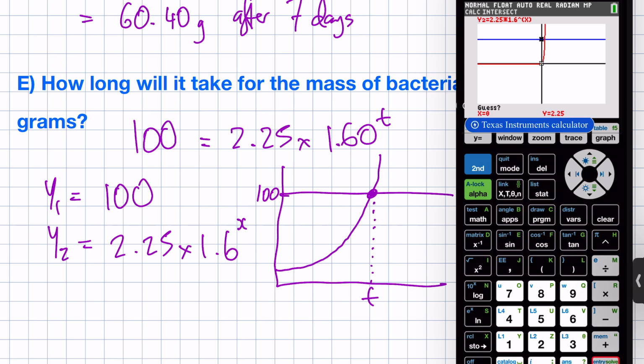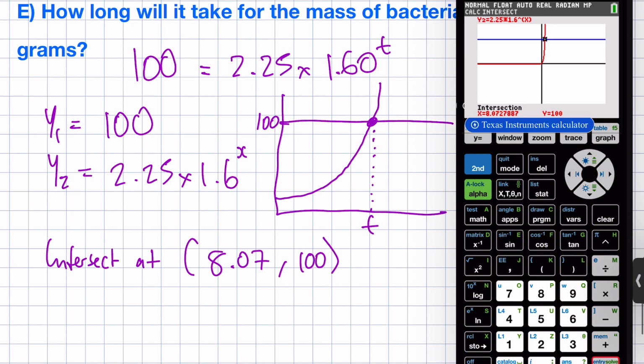Yeah. And then it goes guess. And it really irks me because it's like, I don't want you to guess the intersection. I want you to find it. I don't know why they said guess. But when it says guess, you press enter. And that tells you the intersection. On my calculator, it says the intersection is happening at 8.07, 100. So that's the answer to the question.